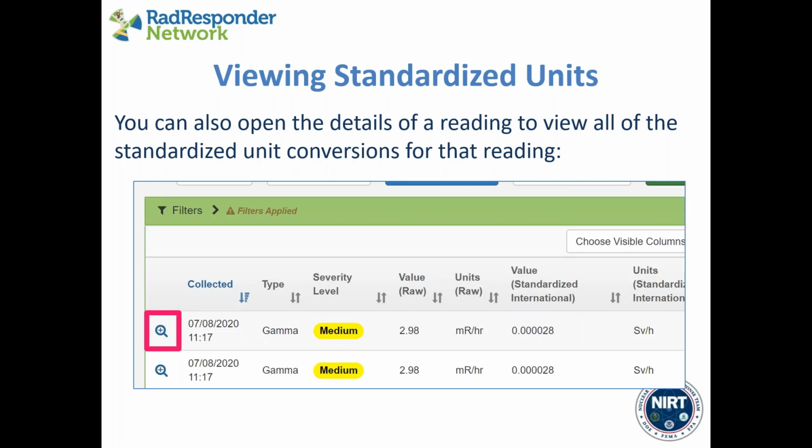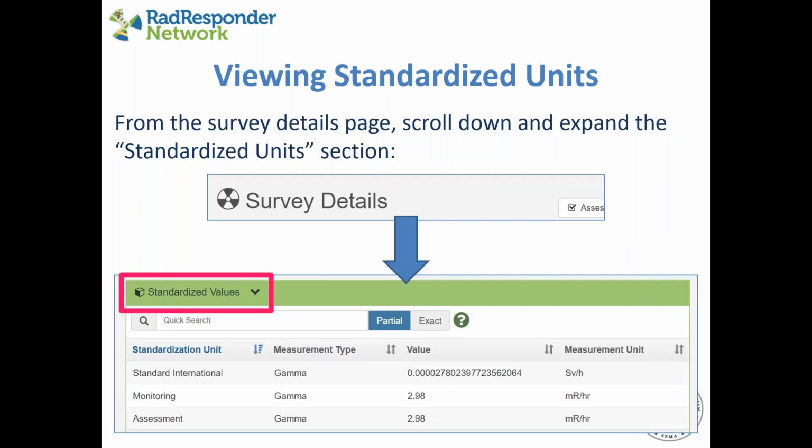You can also open the details of any one of your readings to view the standardized unit conversions for that reading. So instead of viewing it all in a tabular format, you can view the details of a single reading in one place. As always within RadResponder, whenever you see that blue magnifying glass, that means you can view more details. So I'll open that up. And from the surveys details page, I'll scroll down and expand the standardized units section. So from here, I can see the unit types. So standardized, international, monitoring, assessment, the measurement type, the value, and the measurement unit.